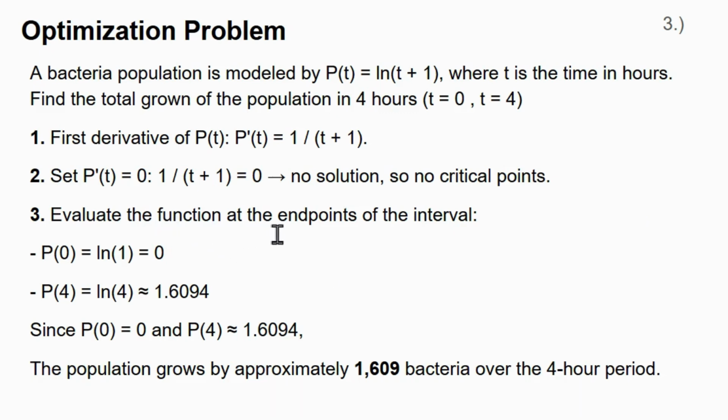Next, we can evaluate the function at the endpoints of the interval. If we plug in the endpoints of the interval for x, or for t, I mean, it would equal 0 and 1.6094. So in the 4-hour time period, the population grows by approximately 1,609 bacteria.